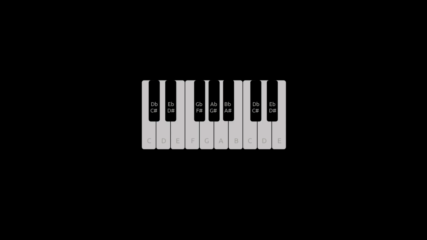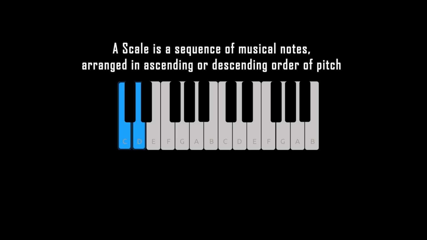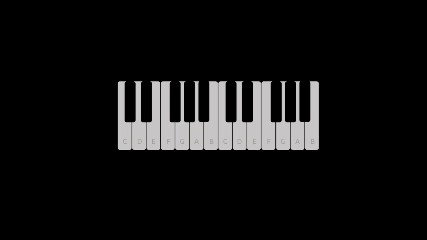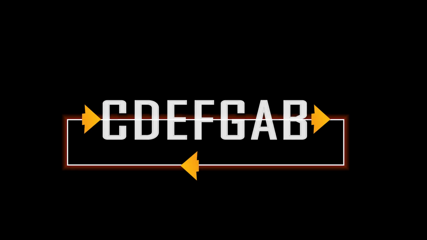One important part of the musical context is a scale. A scale is a sequence of musical notes arranged in ascending or descending order of pitch. And each scale has to use a fixed amount of different letter names. Most commonly used scales have 7 letters from A to G. Let's use G major as an example.